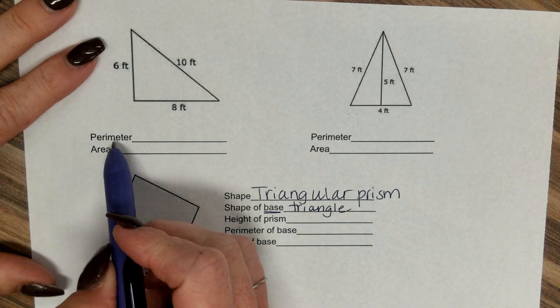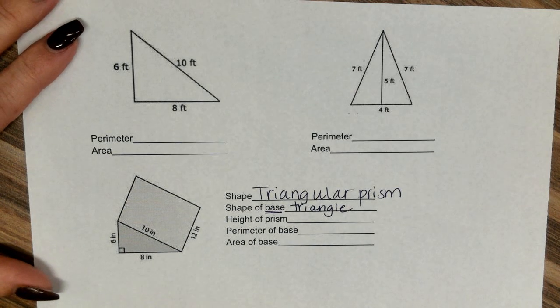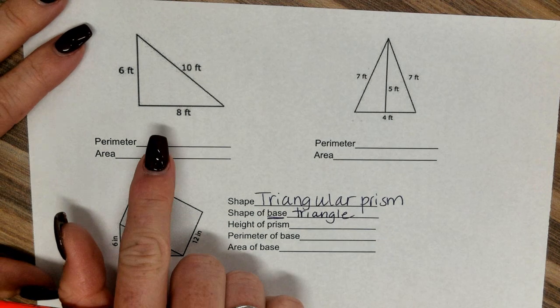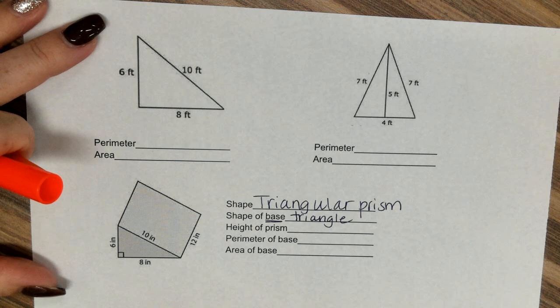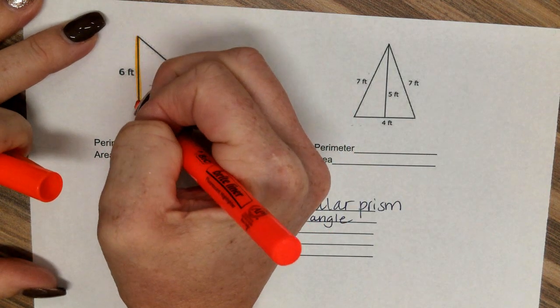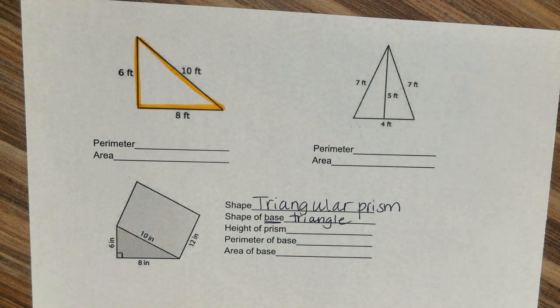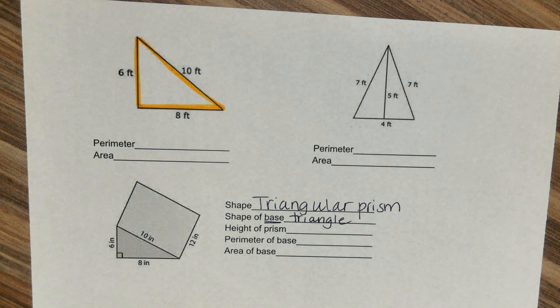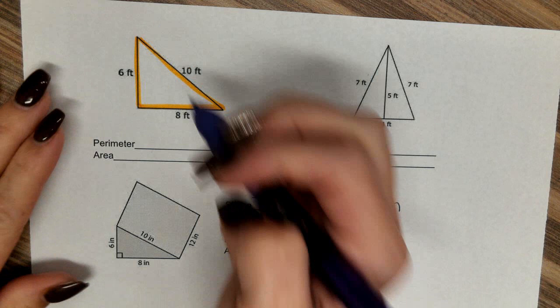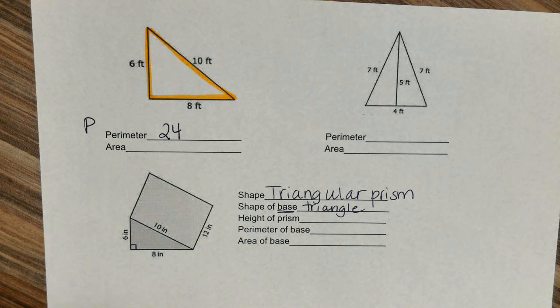All right. How do you find perimeter of any shape? Say it loud. Add all the sides. How many sides does a triangle have? 3. So you're going to add only the 3 sides that make up the triangle. 6 plus 8 plus 10. So 6 plus 8 plus 10 is what? 24. So that is how you're going to find big P today. Capital P.